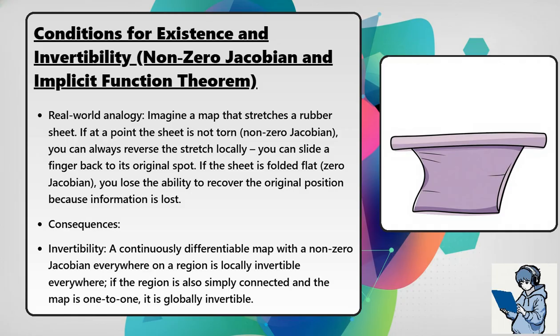lost. Consequences. Invertibility: a continuously differentiable map with a non-zero Jacobian everywhere on a region is locally invertible everywhere. If the region is also simply connected and the map is one-to-one, it is globally invertible.